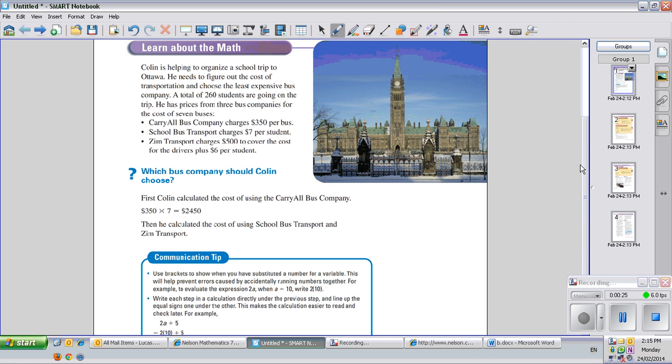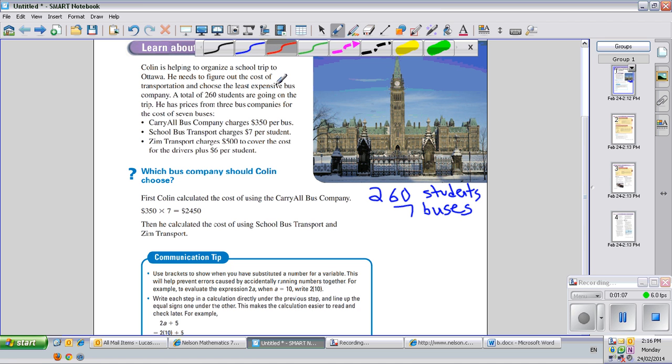A total of 260 students are going on the trip. He has prices for the 3 bus companies for the cost of 7 buses. So before we get into the 3 different bus companies, the first thing we want to look at is what we know from this question. So we know that there are 260 students. We also know that there are 7 buses. And then we want to figure out which company is the cheapest.